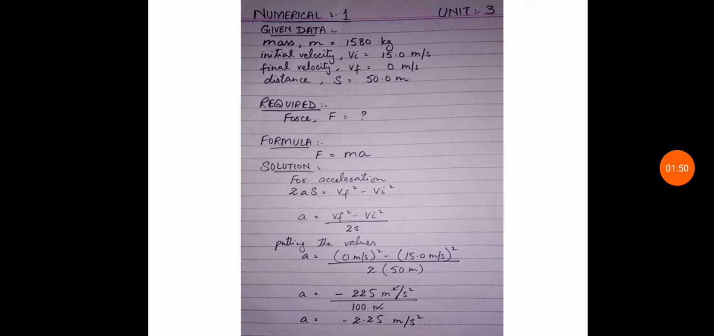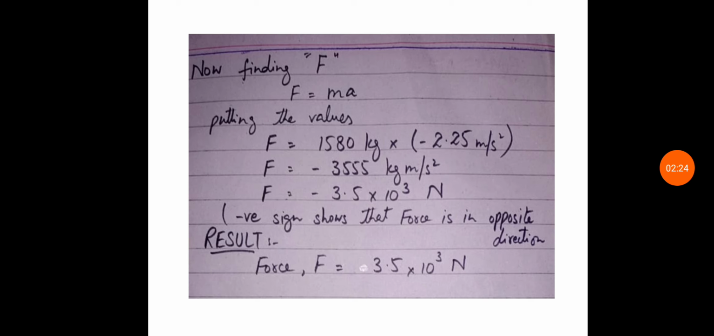Putting the values, we get vf equals to 0, vi equals to 15, and s equals to 50 meter. Now the square of 0 is 0, so it has no value, and the square of 15 is 225 meter square per second square, and when we multiply 2 with 50 we get 100 meter. The meter is cancelled from the square, and by dividing 225 by 100 we get 2.25 meter per second square, and the minus sign is present. Now it is the acceleration.